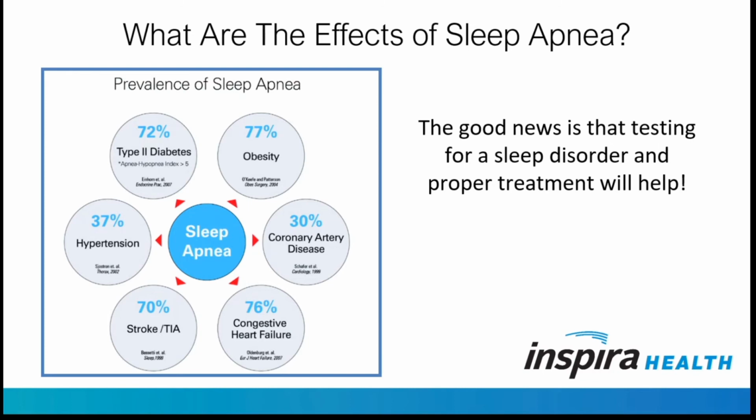Congestive heart failure patients. We're starting to screen them in the hospital because we need to avoid them coming back in the hospital for their congestive heart failure. 76% of the patients that have congestive heart failure have an underlying sleep disorder. 70% of strokes. A lot of times strokes happen at night because you're going through that fight or flight response. So 70% of stroke. And hypertension, it's 37% for the general population.